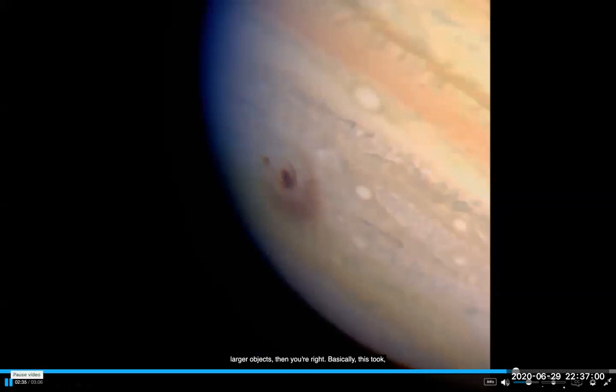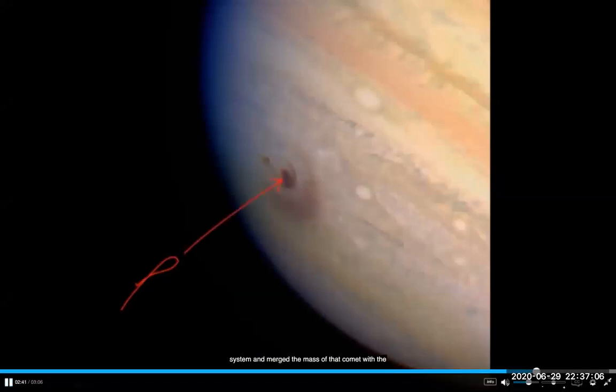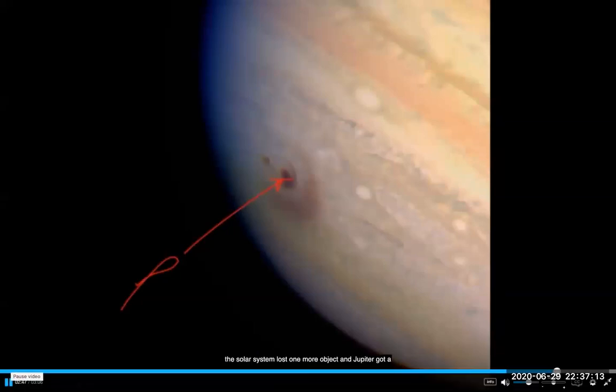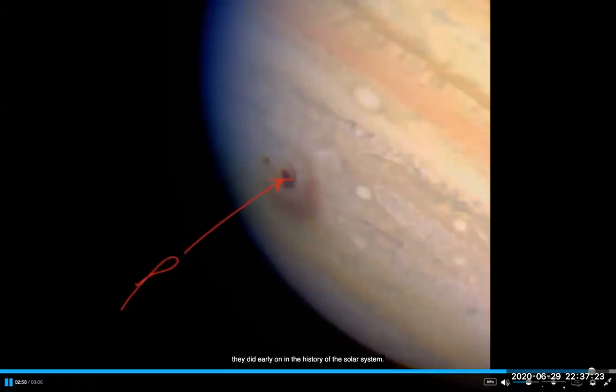Basically, this took a little comet that was out there in the solar system and merged the mass of that comet with the mass of Jupiter. So on the day this impact occurred, the solar system lost one more object and Jupiter got a little bit bigger. Collisions like this happen all the time, but they happen far less frequently in the modern day than they did early on in the history of the solar system.